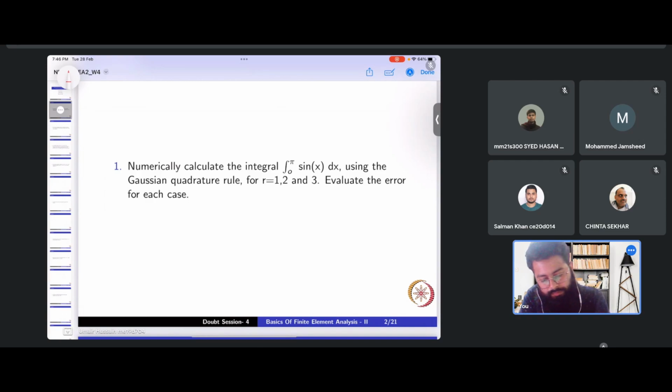First of all, we can start by calculating this integral using the normal analytical method. The integral of sin x is minus cos x, so cos pi is -1 and minus cos 0 is 1, so we get 2.